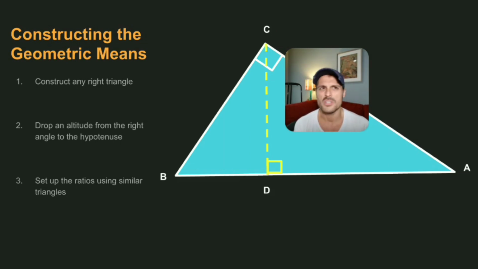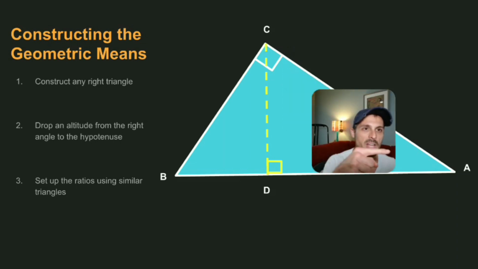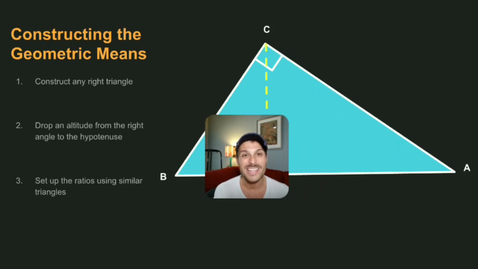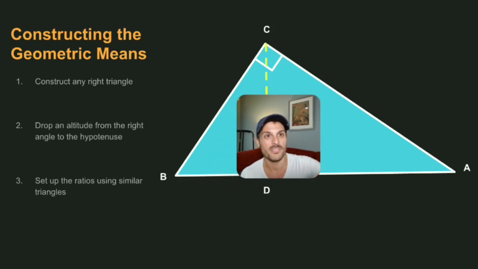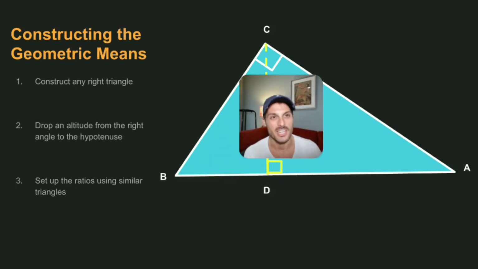Well, the question is, what are those similar triangles? How do I have similar triangles here? Angle A over here, this angle plus angle B over here, well, that's equal to 90 degrees, right? Okay, because this angle right here is 90 degrees. 180 minus 90 leaves 90 left over for angles A and B.